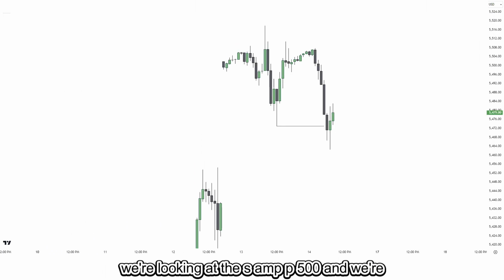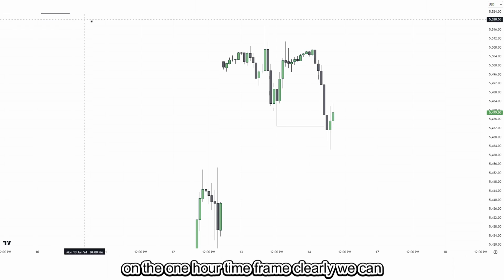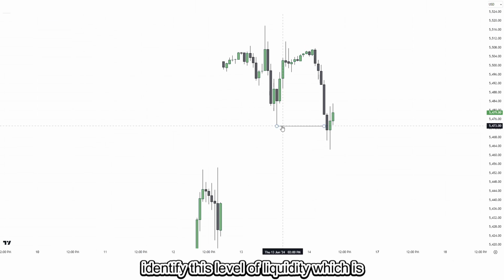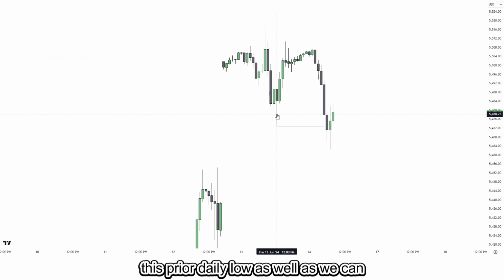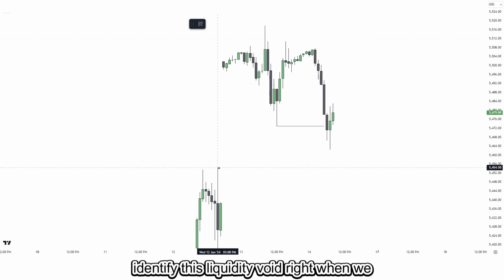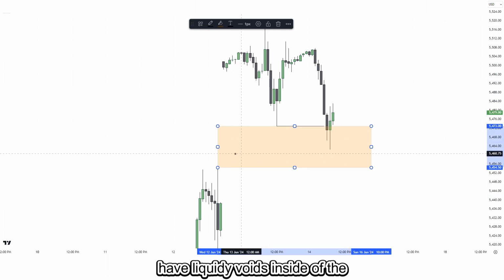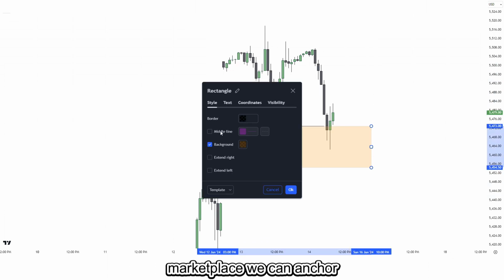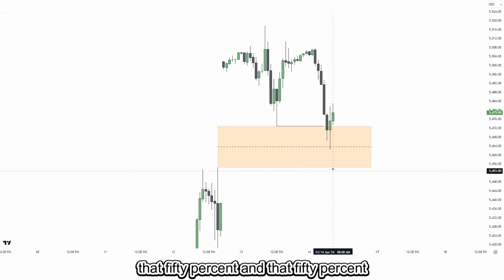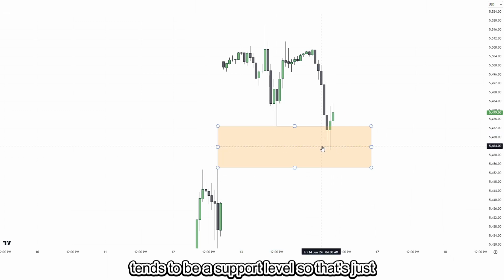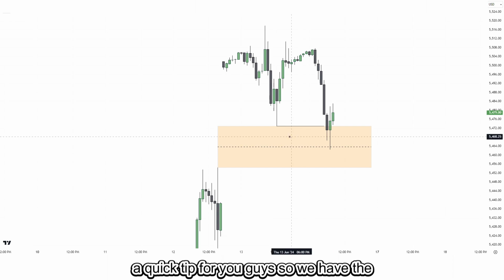We're looking at the S&P 500 and we're on the 1-hour time frame. Clearly we can identify this level of liquidity, which is this prior daily low, as well as we can identify this liquidity void. Right, when we have liquidity voids inside of the marketplace, we can anchor that 50%, and that 50% tends to be a support level. So that's just a quick tip for you guys.